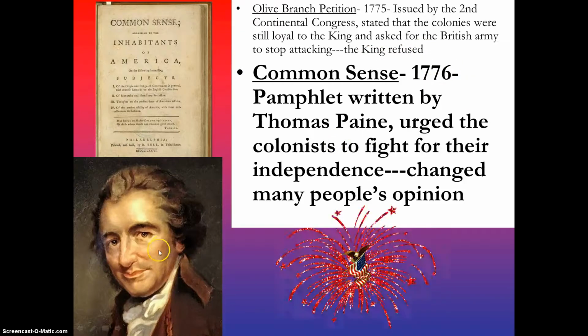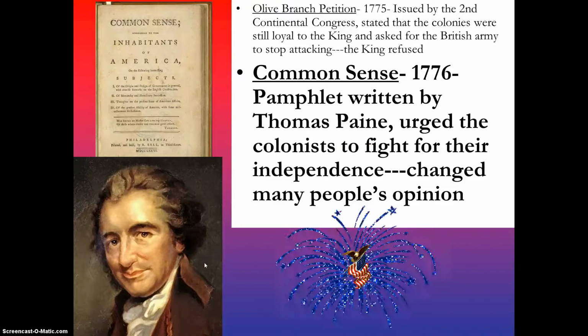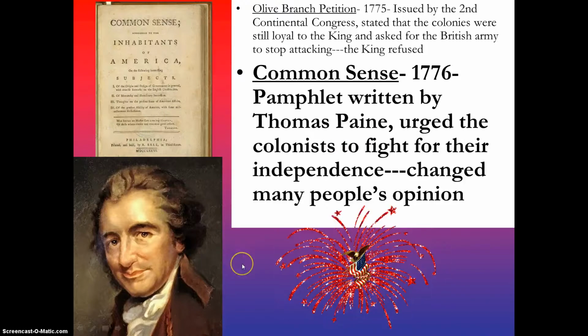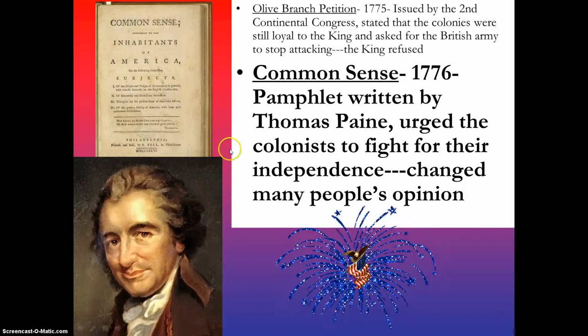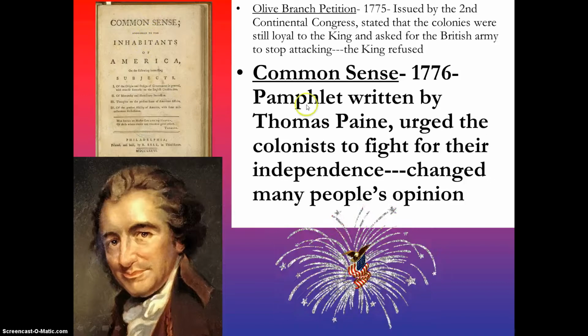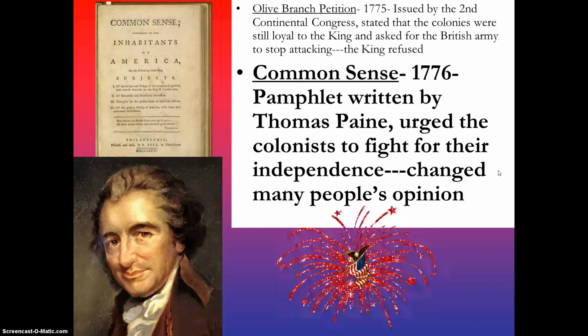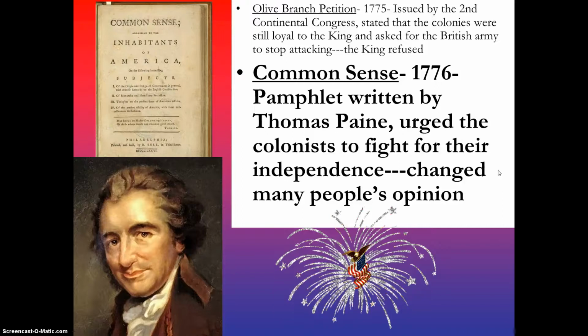And so this guy, Thomas Paine, who was British, but had been living in America just for a little bit, he says, you guys have it so good here. You should really go for independence. And so he writes this pamphlet called Common Sense, where he says, guys, it's a no-brainer. Like, go for independence, man.